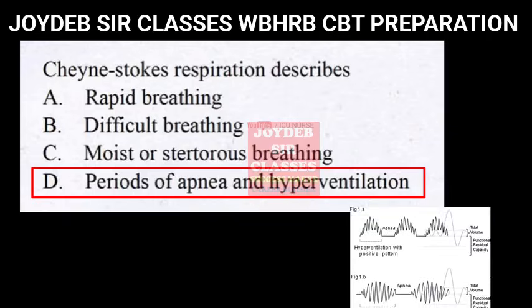Cheyne-Stokes respiration is an abnormal pattern of breathing characterized by progressive deeper and sometimes faster breathing followed by a gradual decrease that results in a temporary stop in breathing called an apnea.